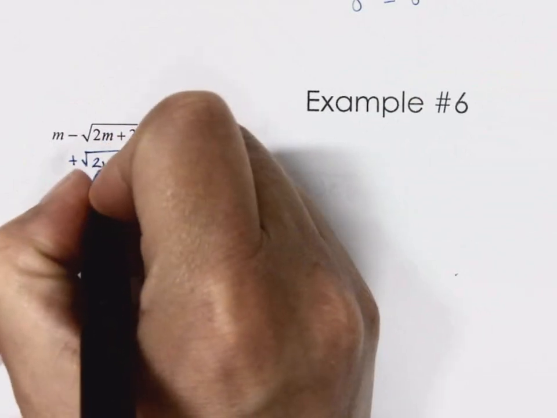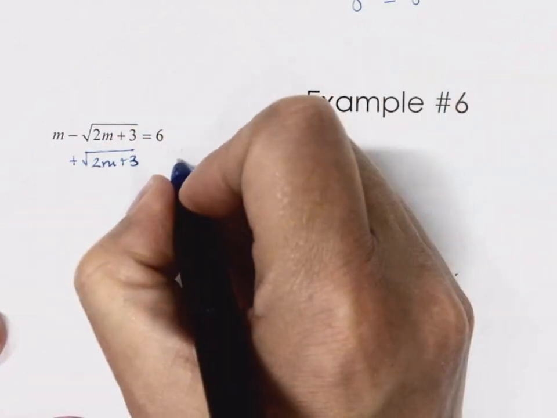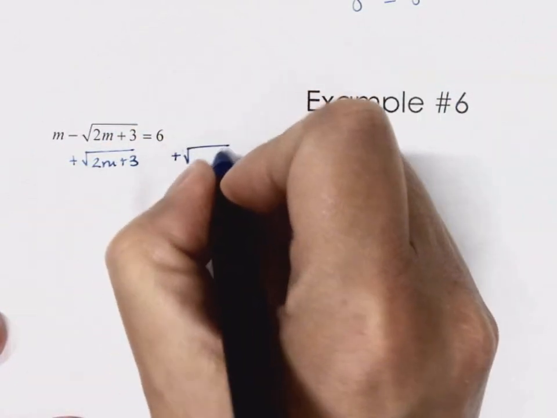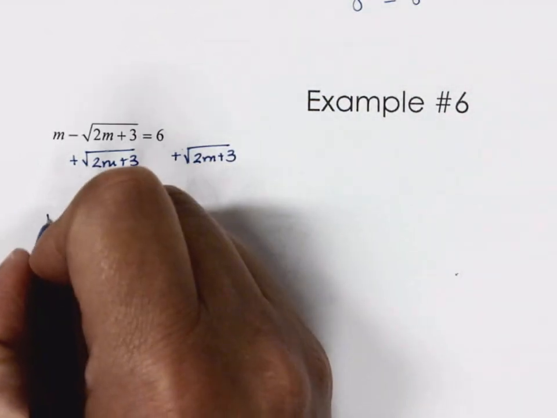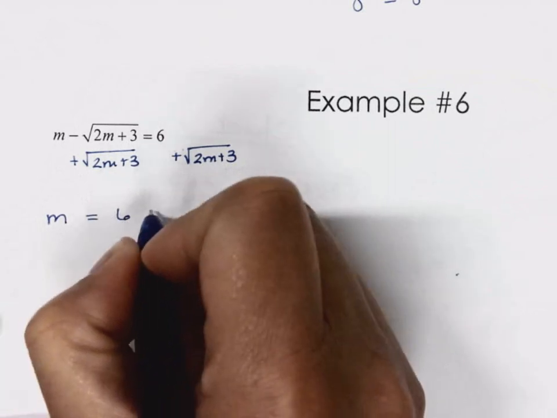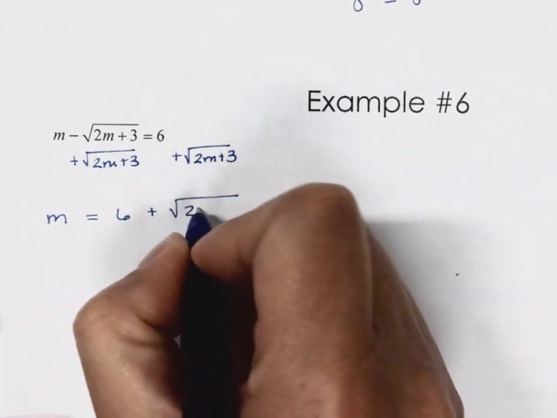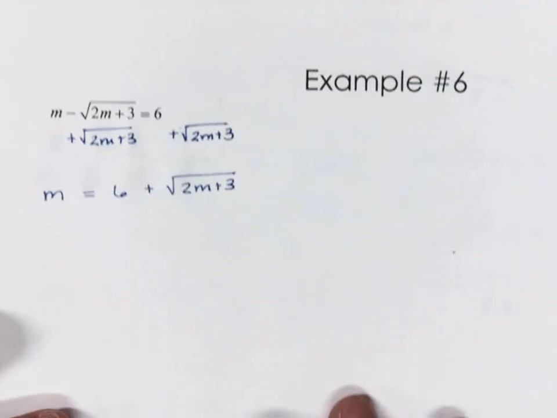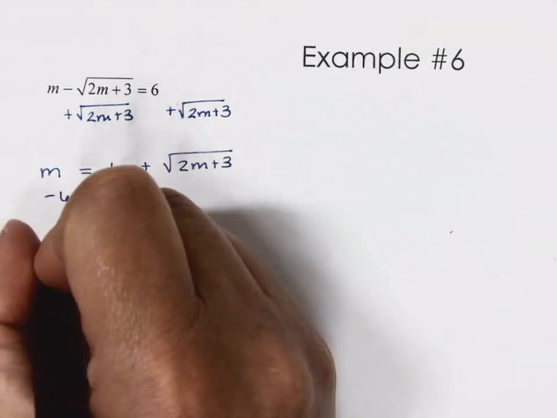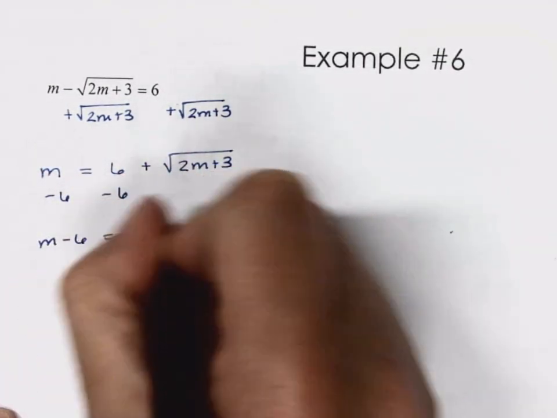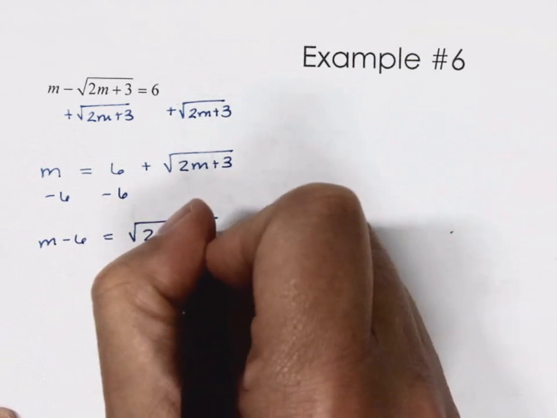So I'm gonna add 2m plus 3 to the other side. I know I'm moving two things. So I'm gonna have m equals 6 plus 2m plus 3. I want to isolate that radical, so I'm going to minus 6 from both sides. So I'm going to have m minus 6 equals 2m plus 3.